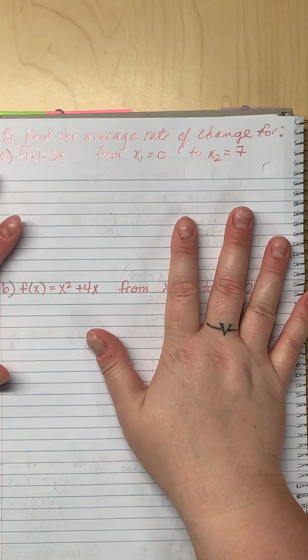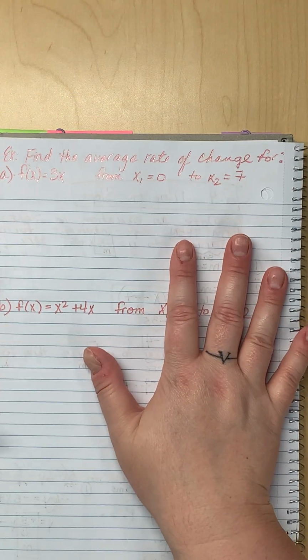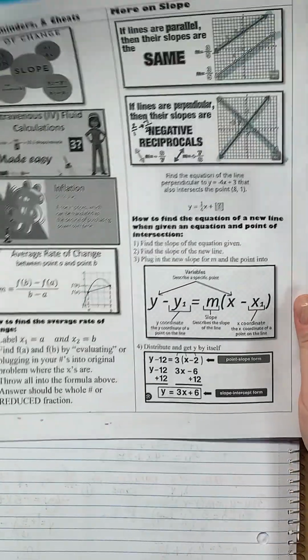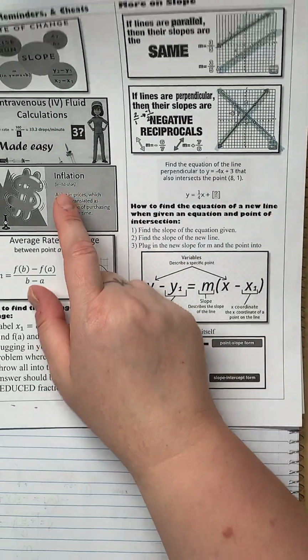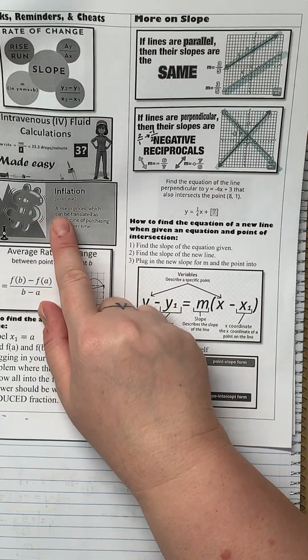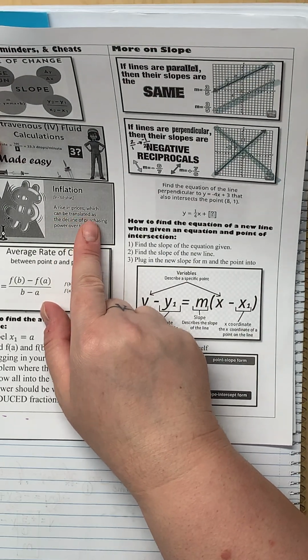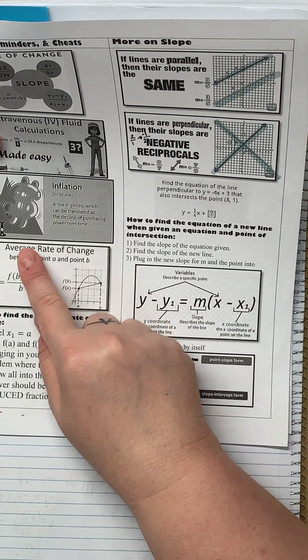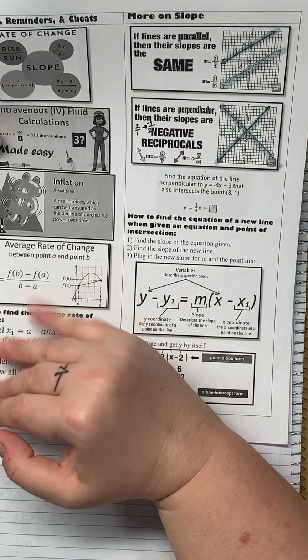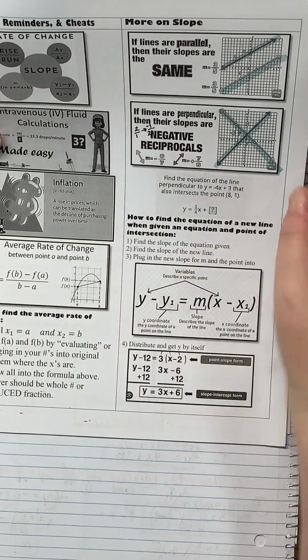Okay, last couple of problems. It says find the average rate of change. Average rate of change is real important. It's basically like the slope, but average rate of change in real life is like inflation. And inflation is a rise in prices, which can be translated as the decline of purchasing power over time. So rate of change is how something changes over time.